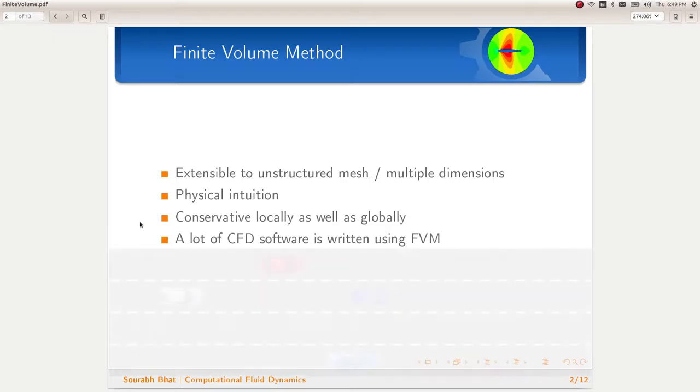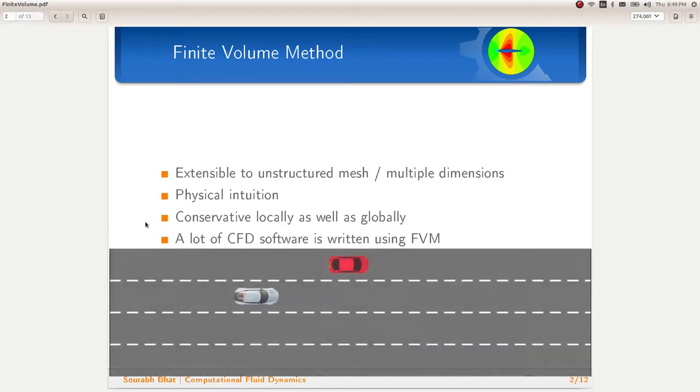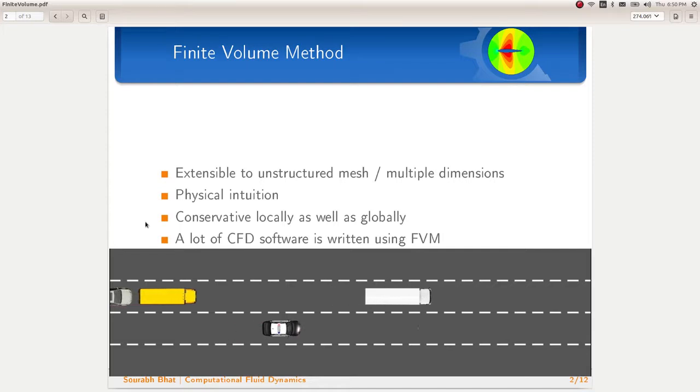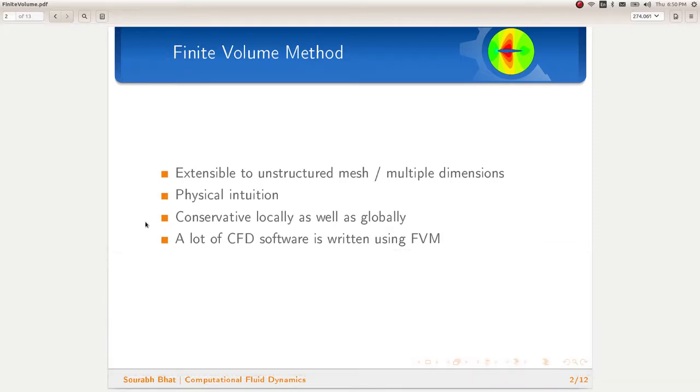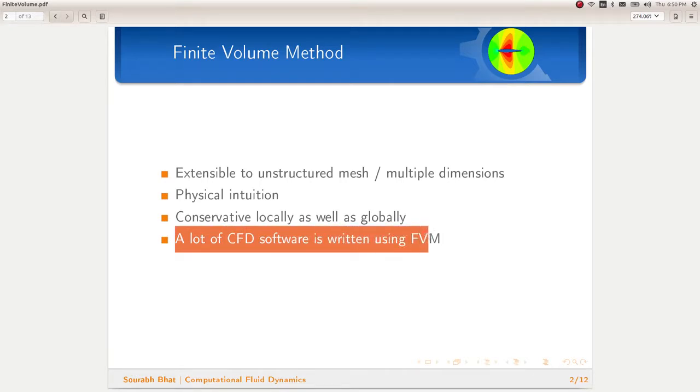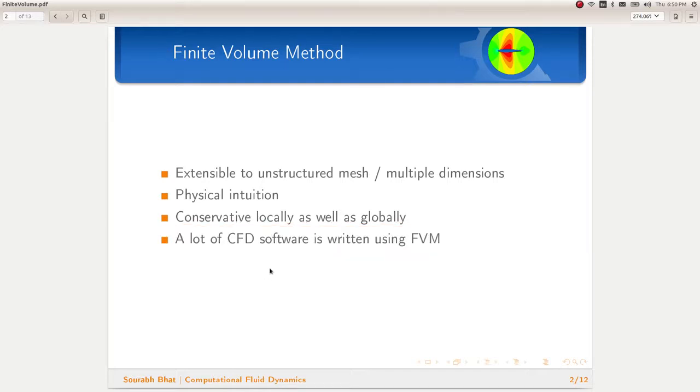Looking at the previous example again, it would be spooky if vehicles start appearing or disappearing from the road, isn't it? The finite volume method ensures that such a thing does not happen in simulations. Also, another compelling reason to understand this method is that a lot of CFD software is written using the FVM. And if you want to modify the underlying code, then you must certainly understand the finite volume method.